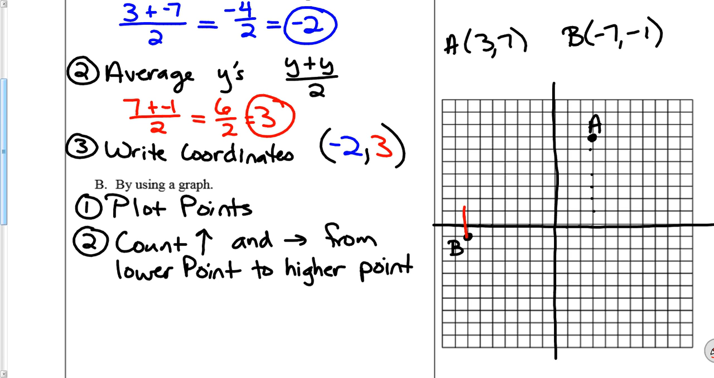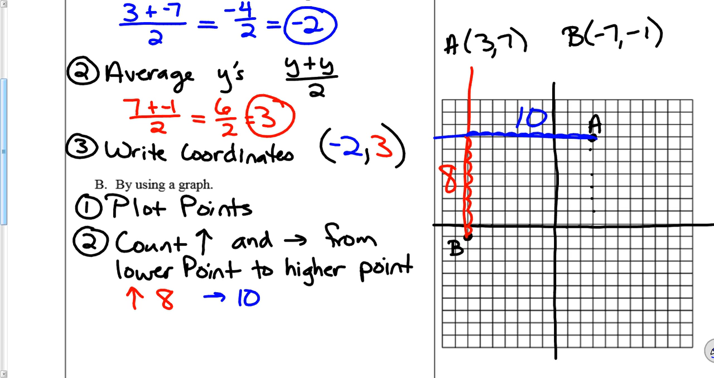So I'm going to go ahead and draw my line straight up. I'm going to draw my line across, and I'm going to count up. 1, 2, 3, 4, 5, 6, 7, 8. And I'm going to count over. 1, 2, 3, 4, 5, 6, 7, 8, 9, 10. So I counted up 8 and I counted over 10.